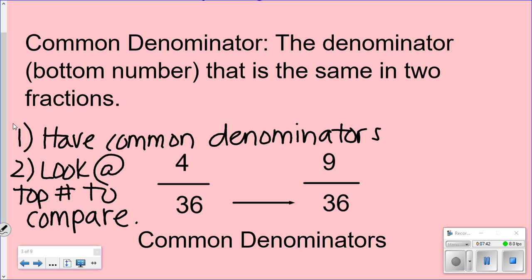Okay, so the first you're going to have to have common denominators. And sometimes they might already be common for you and you don't have to change anything. But the second part is you have to look at the top number then to figure out which one's bigger.